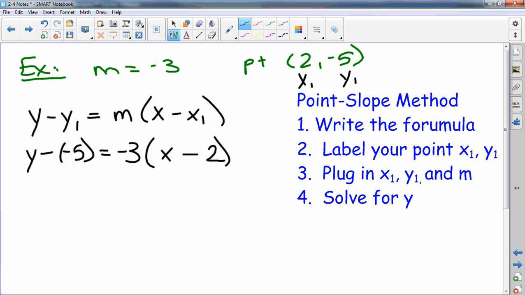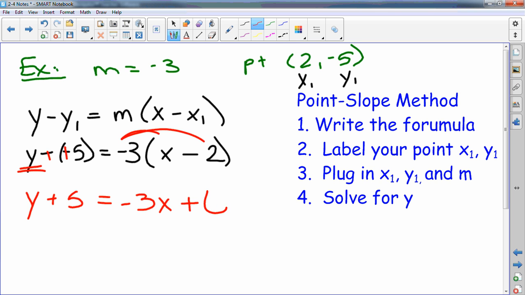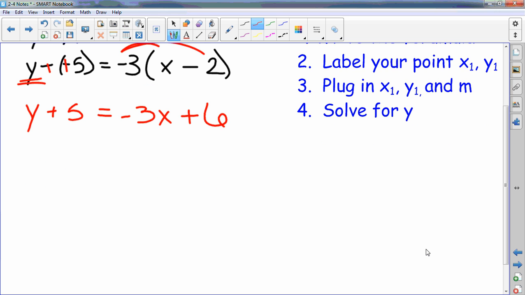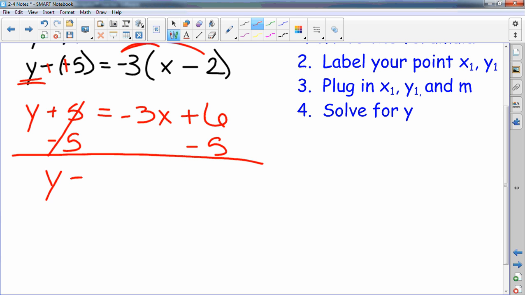Now, step 4, solve the equation for y. I'm trying to solve this equation for this variable right here. So I'm going to distribute, and I'm going to change this to addition and subtract 5. So I have y plus 5 equals negative 3x plus 6. Negative 3 times x is negative 3x. Negative 3 times negative 2 is positive 6. Now to solve for y, to get y by itself, I subtract 5 from both sides. So I have y equals negative 3x plus 1.